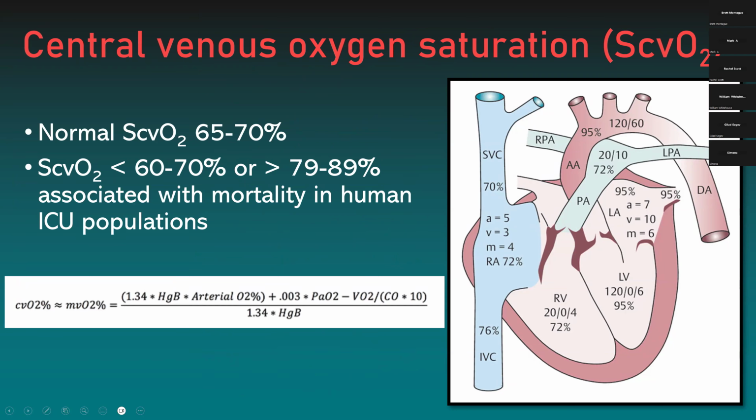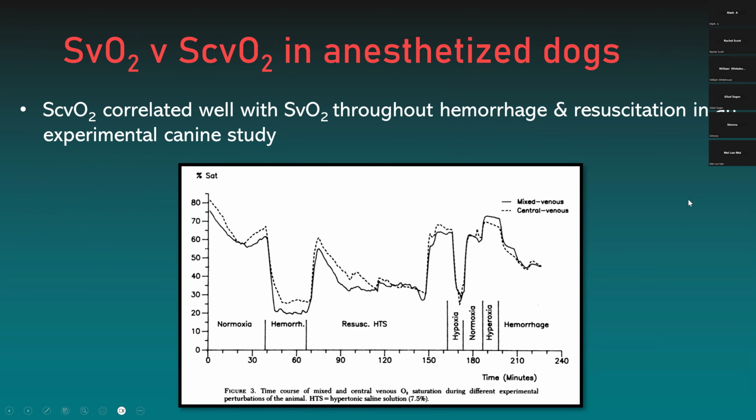So now instead of pulling blood from the pulmonary artery, we can take it from the cranial vena cava or right atrium. And certainly we know that this information can be very useful. So we know that extremes, either low central venous oxygen saturation or if it's particularly high, both of those extremes have been associated with mortality in the critically ill. And certainly we have some information in dogs as well.